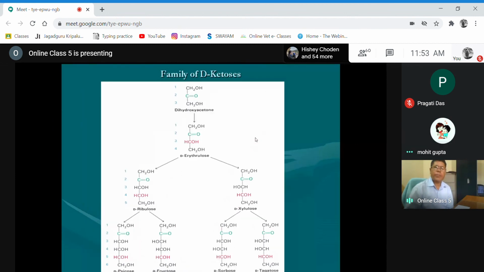Same thing for the ketoses. Now you have the trioses here, that is dihydroxyacetone. Dihydroxyacetone doesn't contain an asymmetric carbon, so it will not be optically active. If you go to erythrulose, it contains one asymmetric carbon, carbon number 3, so it will be optically active. So these are the trioses, tetroses, pentoses, and hexoses.